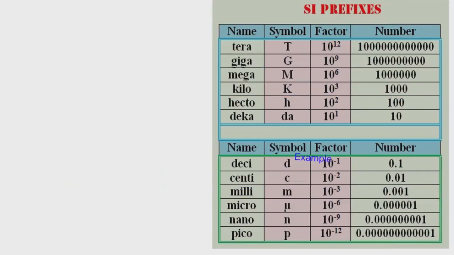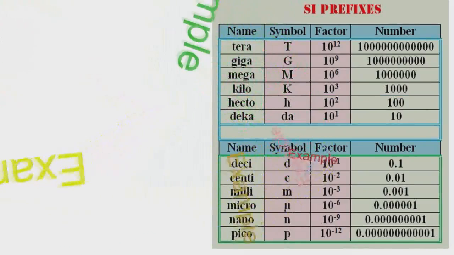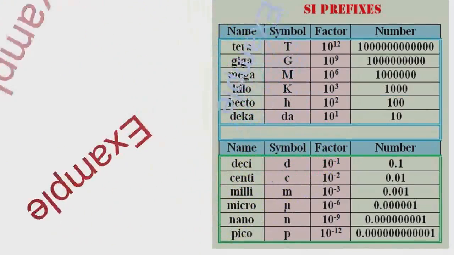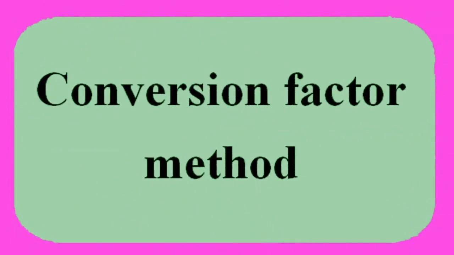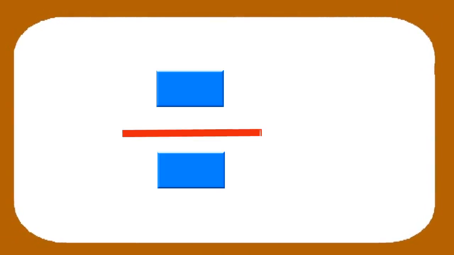Now we want to study the examples. Each example has its own point. So please pay attention to all the examples. Although these problems can be solved by other methods, we use the standard method. That is, we use the conversion factor method. Conversion factor is a fraction whose numerator and denominator are determined according to the given units. The main point is that this fraction should be equal to 1.